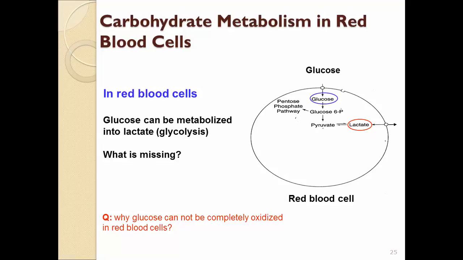Later we will learn the Cori cycle for gluconeogenesis. The source of lactate is actually from two sources, right? One is skeletal muscle, which we just mentioned, and the second one is red blood cells. So it should be very easy to answer this question: why can glucose not be completely oxidized in red blood cells? Because there are no mitochondria, right?